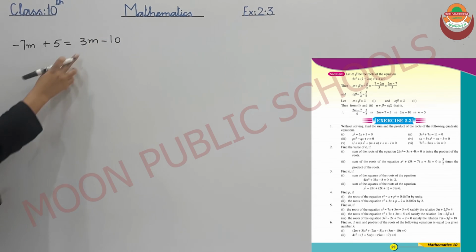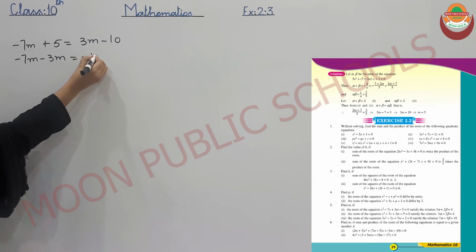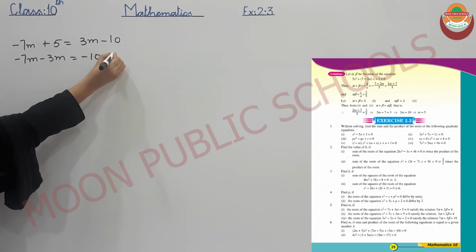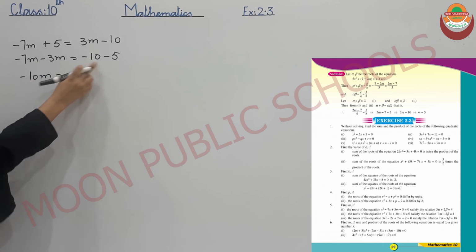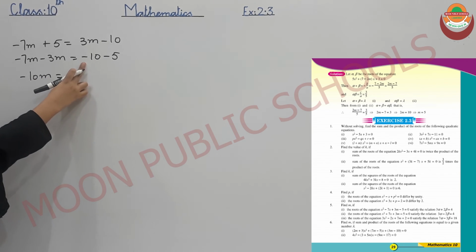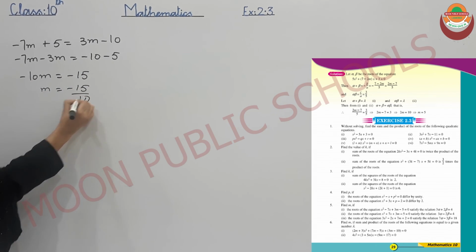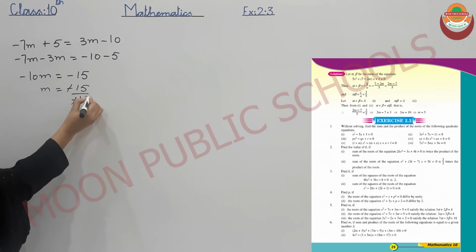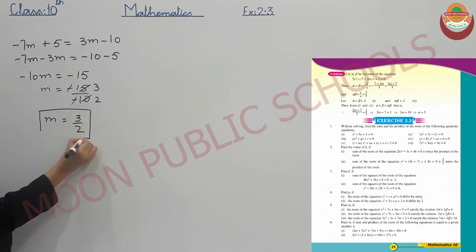Shift 3m to the left hand side, minus 7m minus 3m equals minus 10. Shift plus 5 to the right hand side, equals minus 5. These values add, minus minus plus, but the bigger value is minus, so we take the negative sign. Divide minus 10 with 15. Cut minus with minus. 5 3s are 15, 5 2s are 10. So this is our answer. m equals 3 over 2. Second part will be the same.